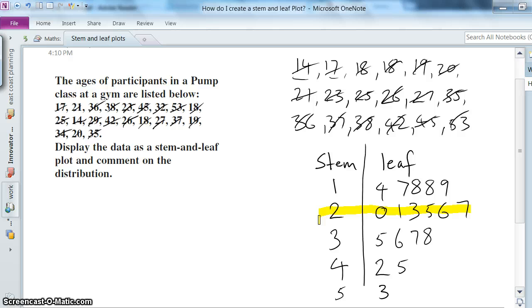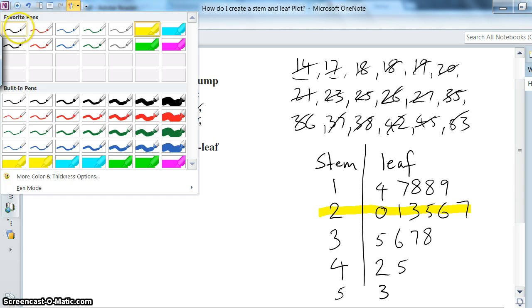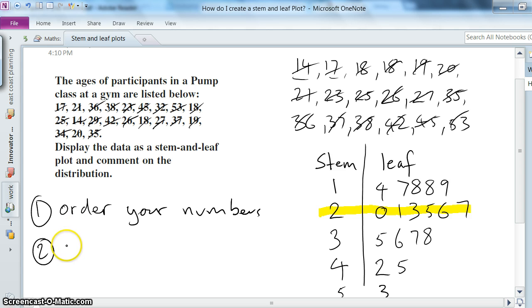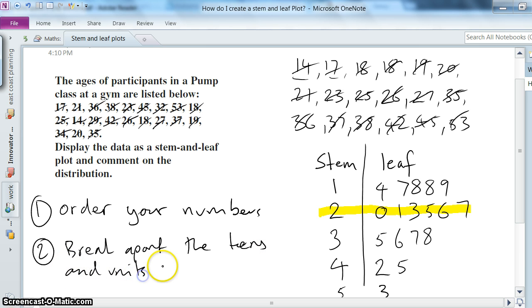So some things to consider when you're creating a stem and leaf plot. Let's just recap. First of all, you need to order your numbers from lowest to highest. So that's number one. Number two, break apart the tens and units, and pop them into the stem and leaf plot.